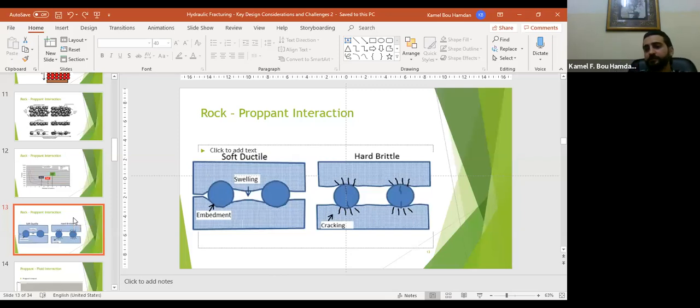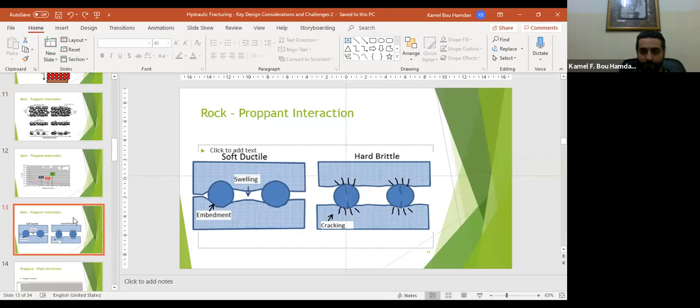You have also to look at the confining stresses. Any rock which is subjected to high confining stresses starts to behave more as a ductile than a brittle rock. So we have many factors from the mineralogical point of view and from the confining stresses point of view.